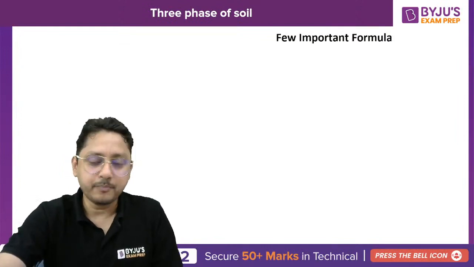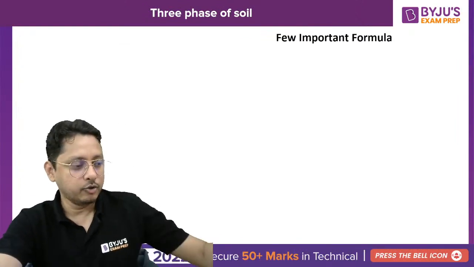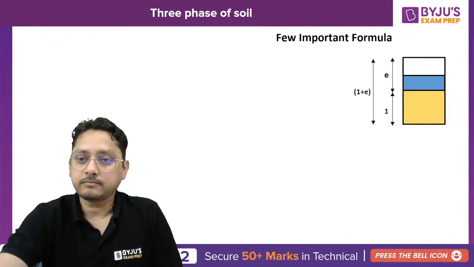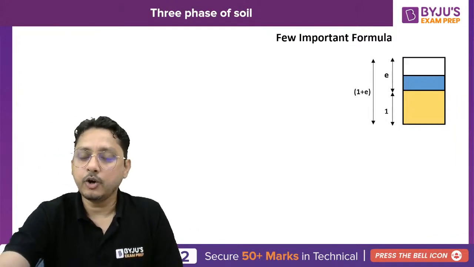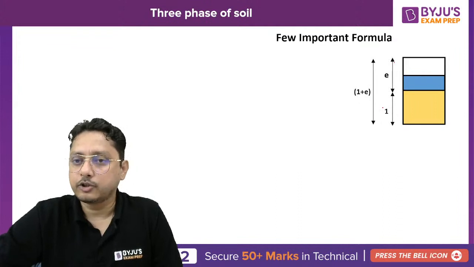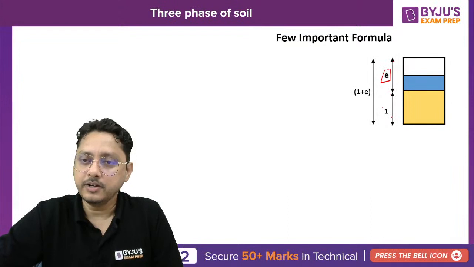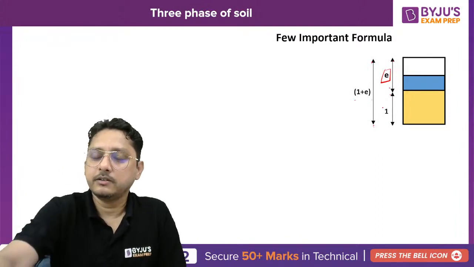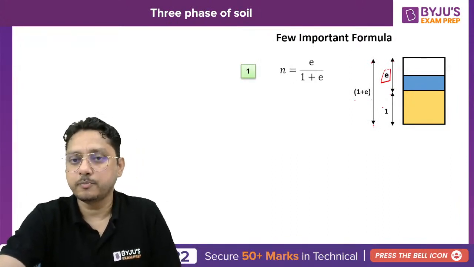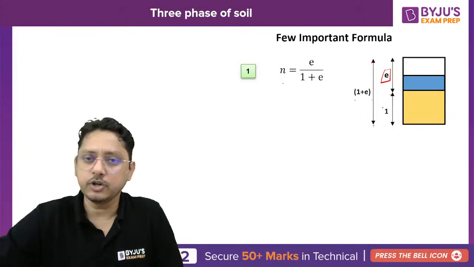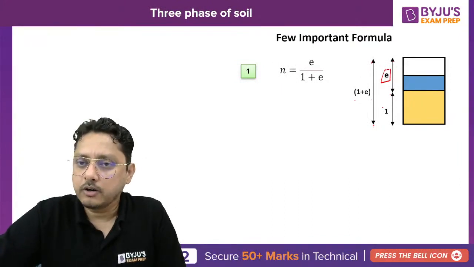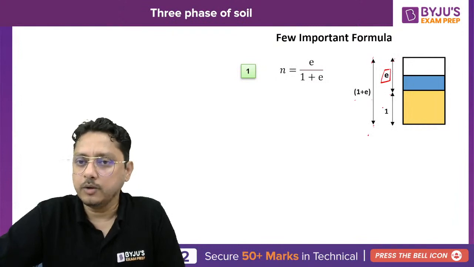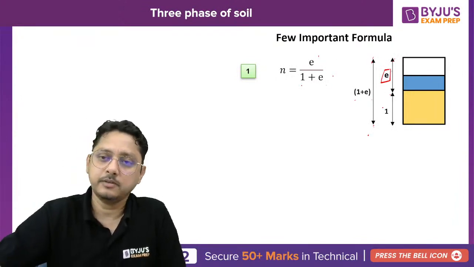Now let us see a few of the important formulas, which are very helpful for you and which you should always go through. If the volume of solid is considered as 1, the total void becomes e, isn't it? Then the total volume of the soil becomes 1 plus e. The first formula is porosity. The definition of porosity is the volume of void by total volume. So the volume of void is e and the total volume is 1 plus e.